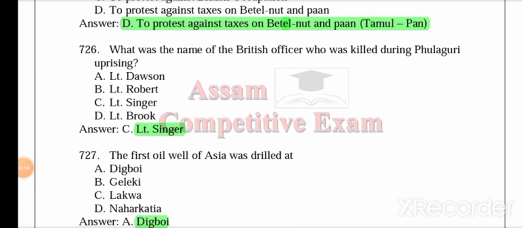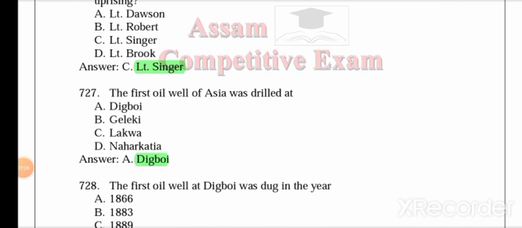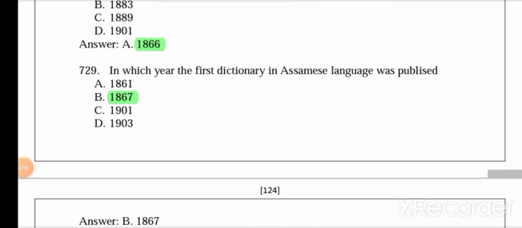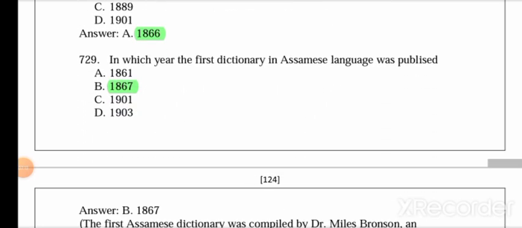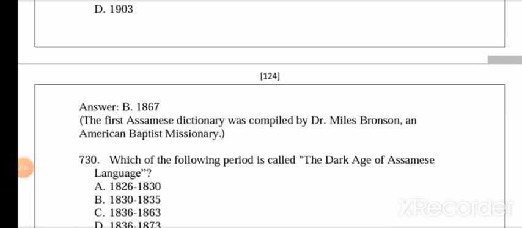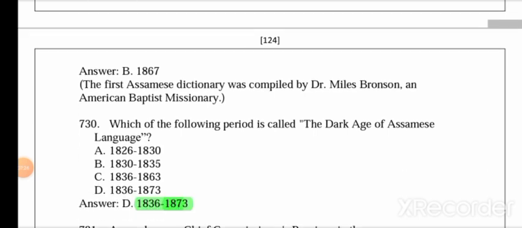Tamol pan is in the tradition of Assamese culture, na? That's why. What was the name of the British officer who was killed during the Phulaguri uprising? It was Lieutenant Singer. The first oil well of Asia was drilled at Digboi in 1866. In which year was the first dictionary of Assamese language published? It was in 1867, compiled by Dr. Miles Bronson, an American Baptist missionary.